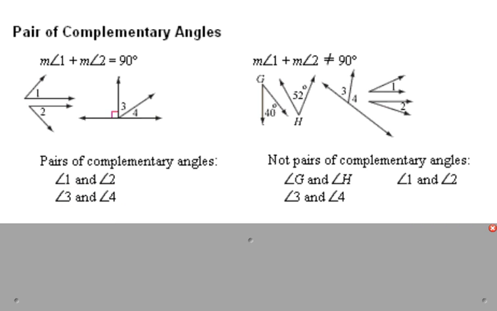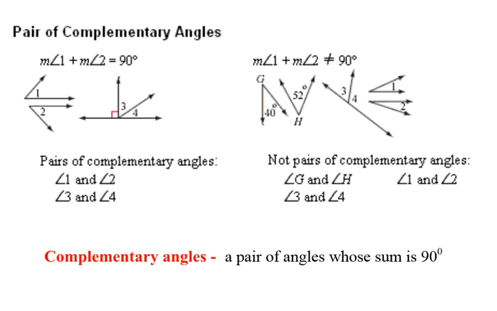On the right side, we're being told the measure of angle 1 and the measure of angle 2 added together does not equal 90 degrees. So we know that these two angles do not add up to 90 degrees, so they are not a pair of complementary angles. Angles 3 and 4 don't add up to 90 degrees, so they are not a pair of complementary angles. And angles G and H do not add up to 90 degrees, and therefore they are not a pair of complementary angles. So with all that information, what's a good definition of complementary angles? A pair of angles whose sum is 90 degrees.